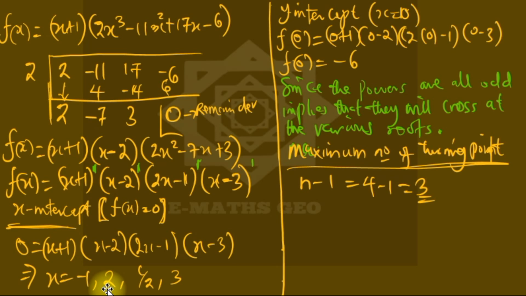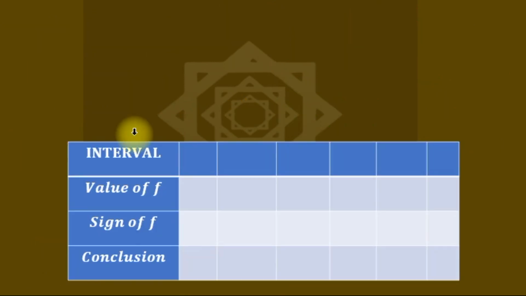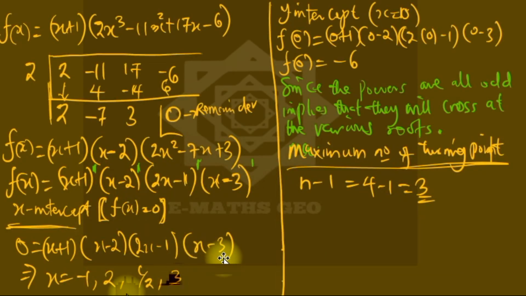So what we'll do is to create maybe a table, choose numbers between these to guide us to know how it will look. So in that essence, we're going to use a table. So from here, the table, like you can see, the roots, we'll start from the smallest. The smallest is -1, half, 2, and 3.